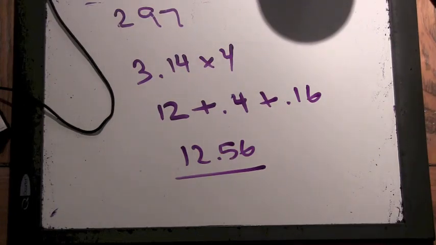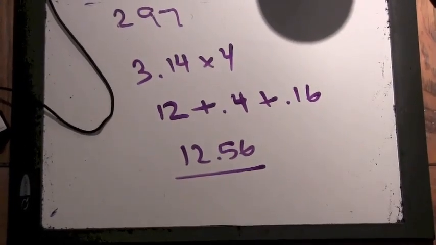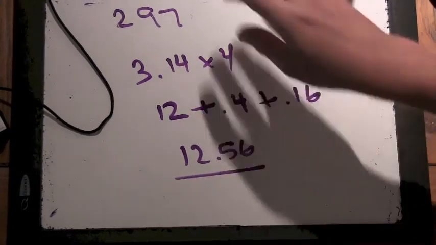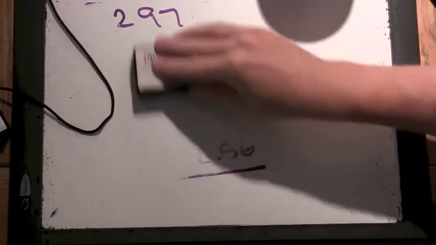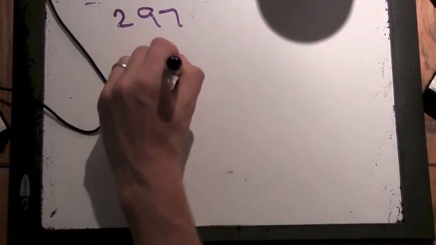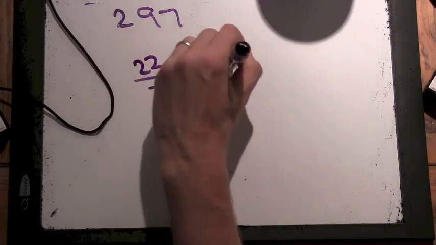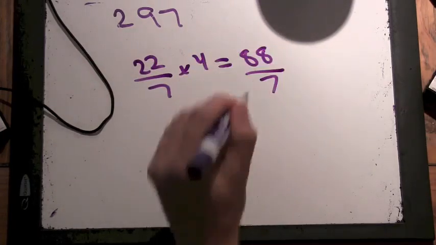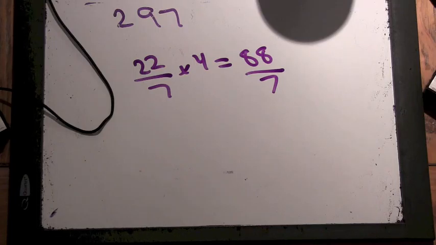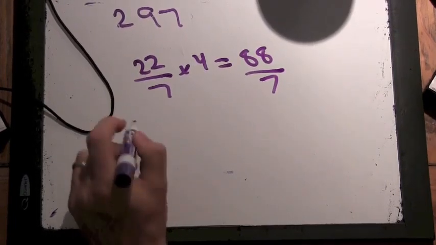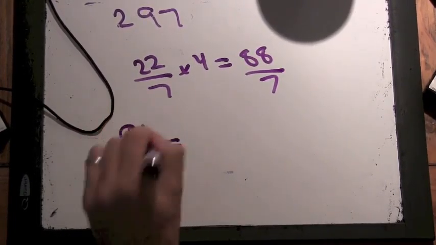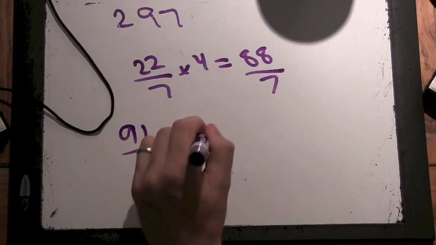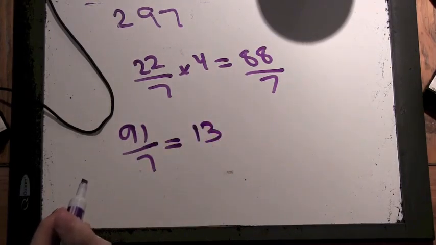There's also an interesting approximation for pi. It's 22 sevenths. So we could say 22 sevenths times 4. Well, that would be 88 sevenths. What's a number very close to 88 that 7 goes into? Well, 91. So 91 divided by 7 is 13.